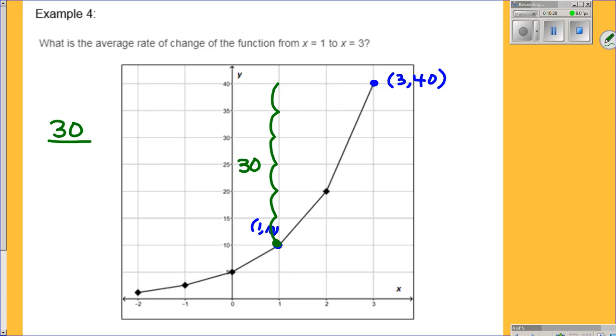Now to get to the right where the blue dot is located, look on your x-axis. Your x-axis, the interval is only counting by ones. So this is 1, 2. So your run is positive 2. So our average rate of change is 30 over 2, and this simplifies to positive 15.